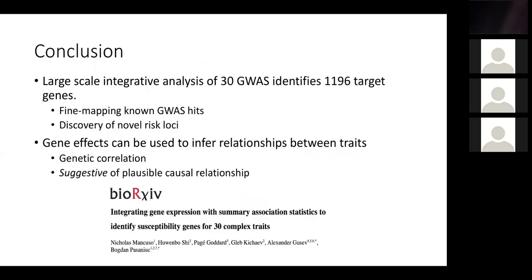So in conclusion, we use integrative analysis to identify almost 1,200 target genes for 30 complex traits. We use these target genes to both refine known risk loci and also discover new ones. We then use the predicted gene effects to contrast pairs of traits and infer biologically plausible causal relationships.